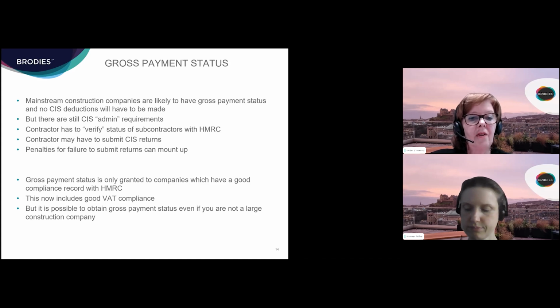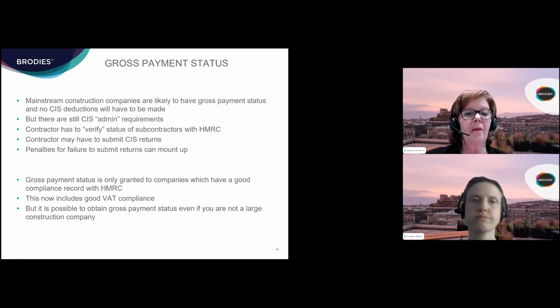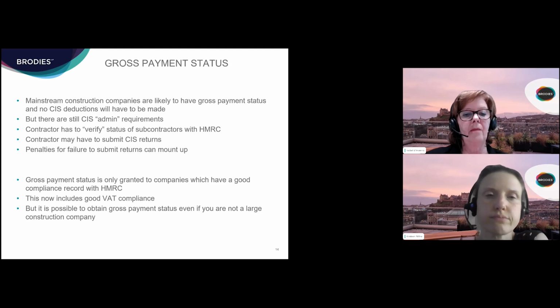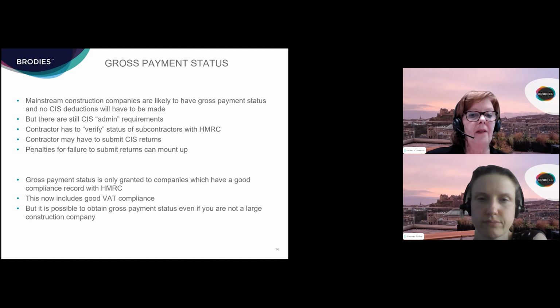There has been a recent change on the gross payment status front, which is that VAT is now included in the areas that you have to have good compliance in. So you have to have dealt with all your tax liabilities promptly and so on, in relation to not just corporation tax and whatnot, but also VAT now. But it's worth bearing in mind that you can get gross payment status even if you're not a large construction company in certain circumstances, if you meet the rules and requirements, and that can be quite helpful.